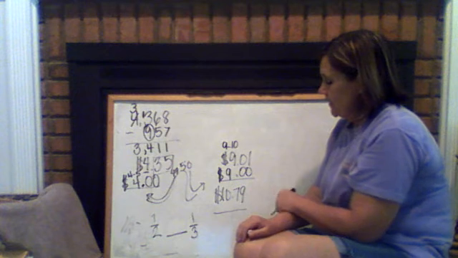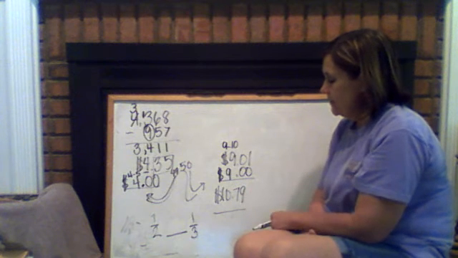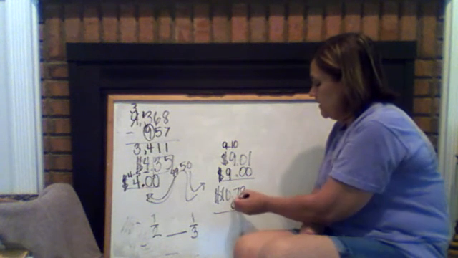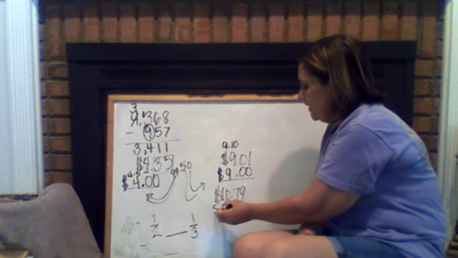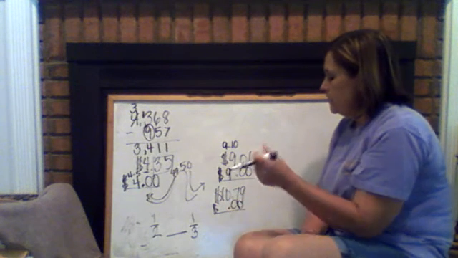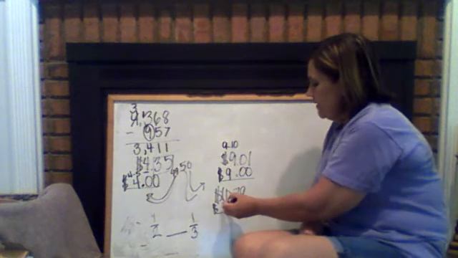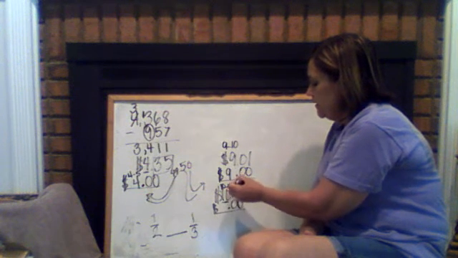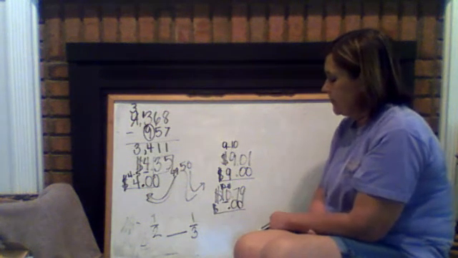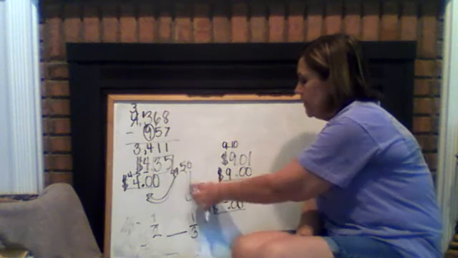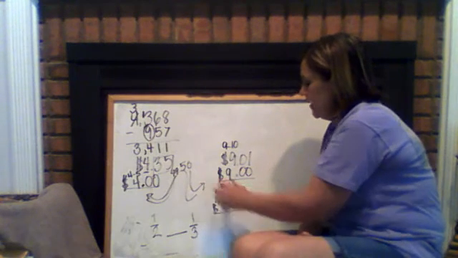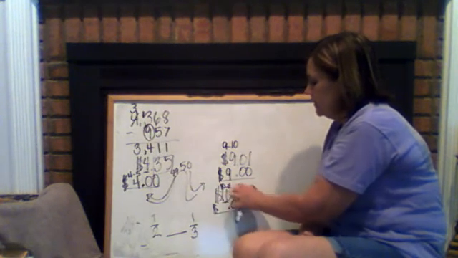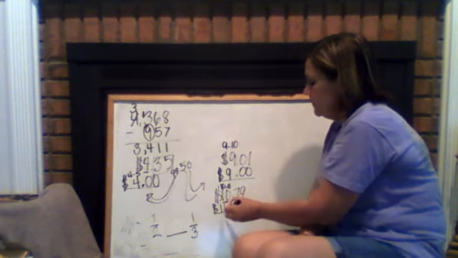And then we have this last one, $10.79. We're rounding to the nearest dollar, so we don't want any change. We want whole dollar bills. We have 10 here, so our range is 10 to 11. 79 is greater than 50, so 79 rounds up. So $10.79 rounds up to $11.